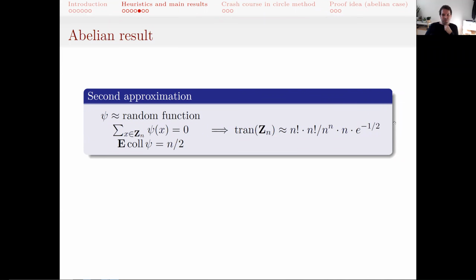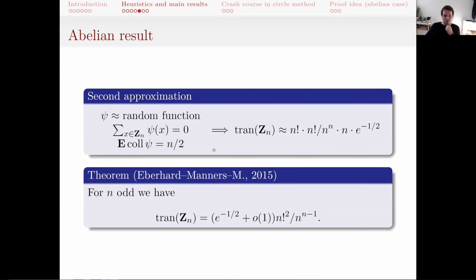So this is a pretty good guess, and actually a much more precise guess than the one Wallace conjectured. What Wallace conjectured was basically already the zeroth approximation. But in 2015, we proved that this second approximation is the correct one. We proved that for n odd, the number of transversals is basically what the second approximation suggests it should be.